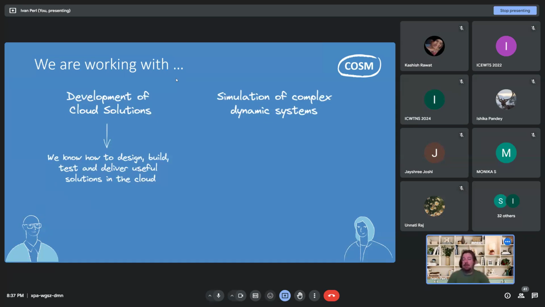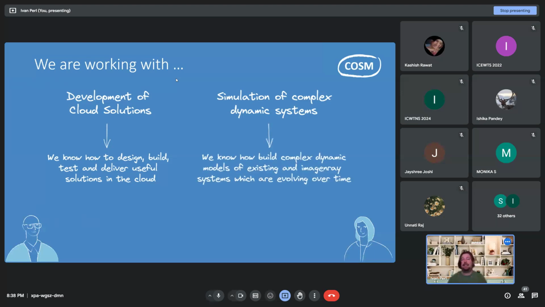And so in most cases, we have no idea who these users are. This is just people who are using our solutions which we are making. And since we are working with the simulation of complex dynamic systems, we learned a lot about how to build complex dynamic models for existing or imaginary systems which are evolving over time, which are changing over time, and which are actually implementing a pretty complicated dynamics. So with these two major streams, we have kind of our capability matrix.